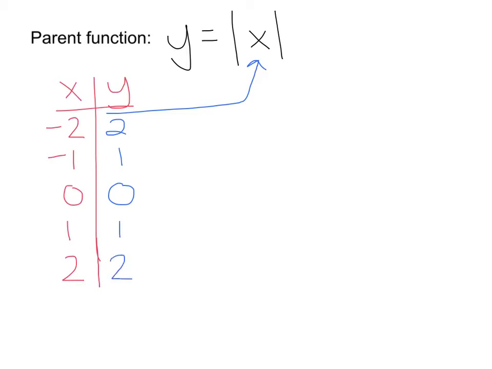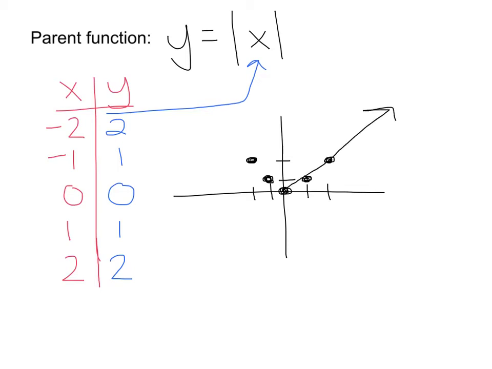Now let's graph those points. So -2, +2, -1, +1, 0, 0, 1, 1, and then 2, 2. Okay? And if you connect your points, your graph should look like a V. They are two straight lines that intersect at one point. The point where they intersect is called the vertex.